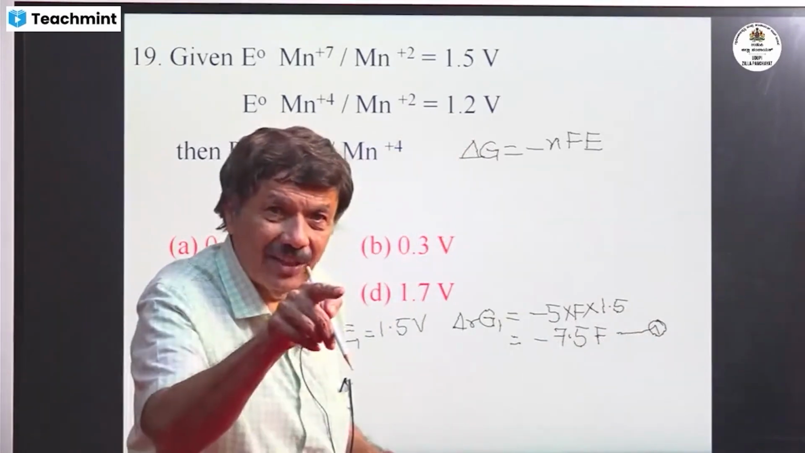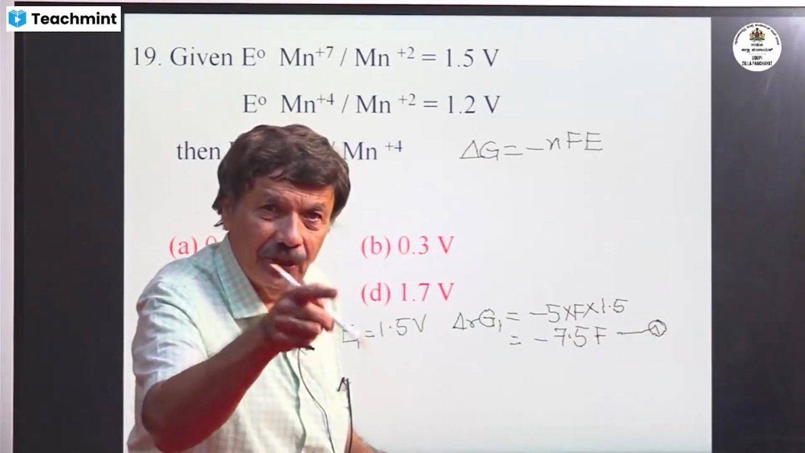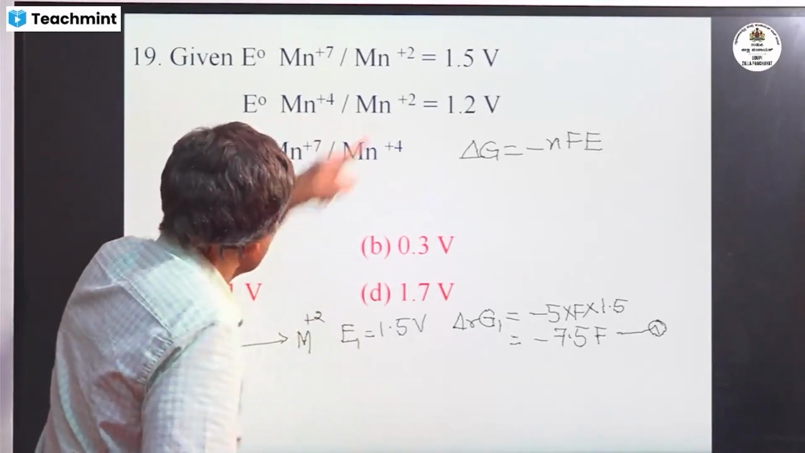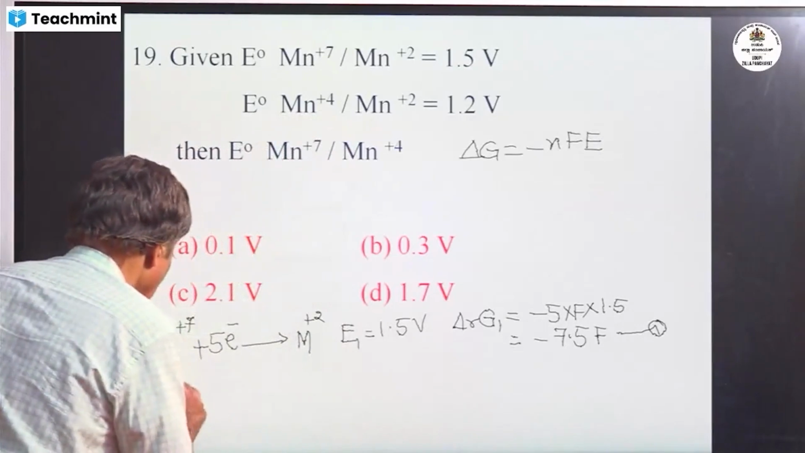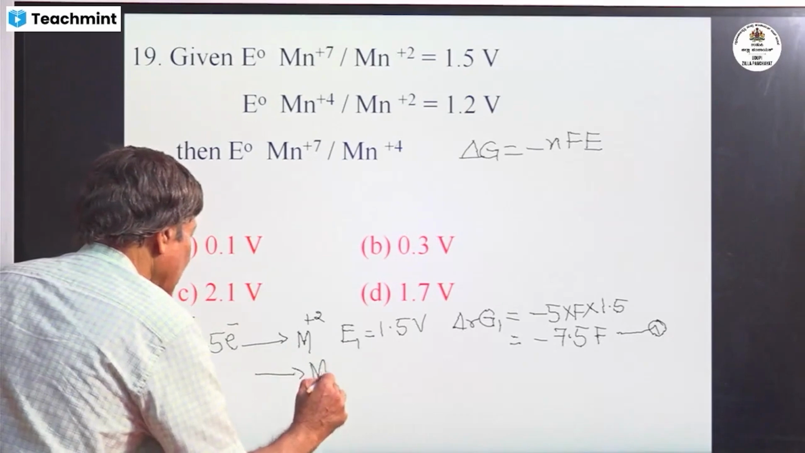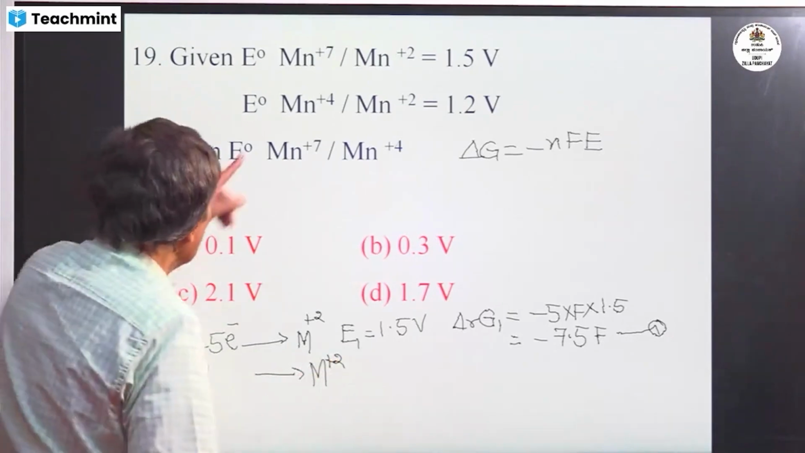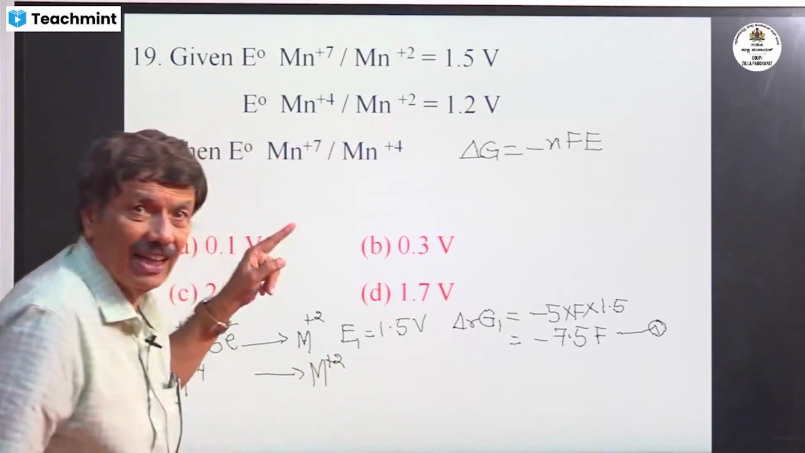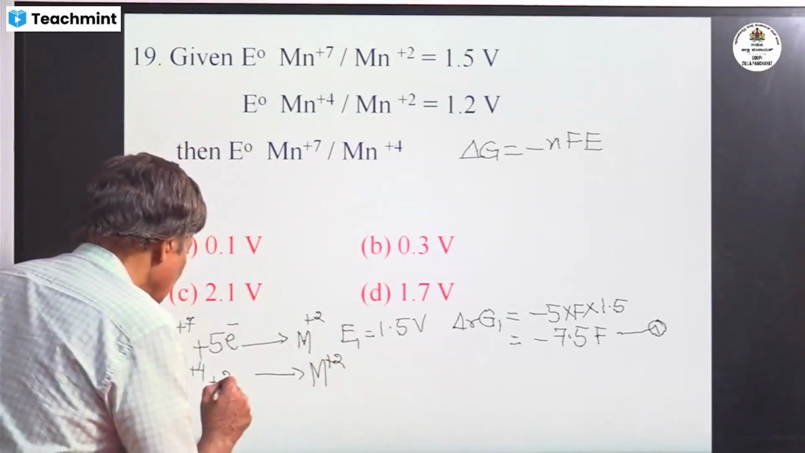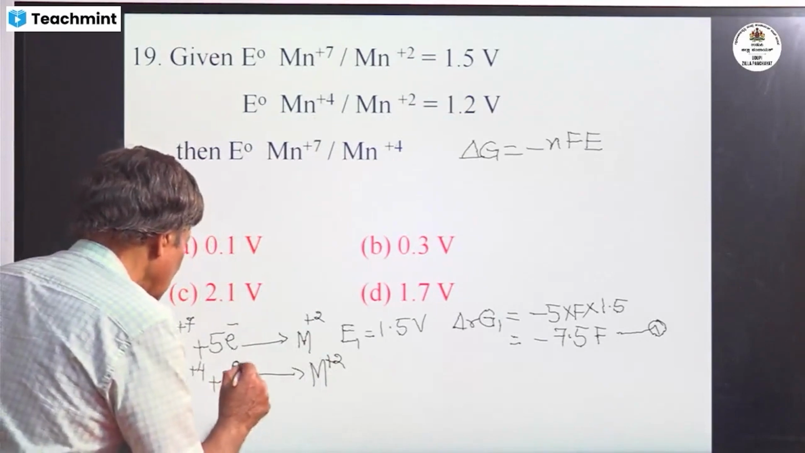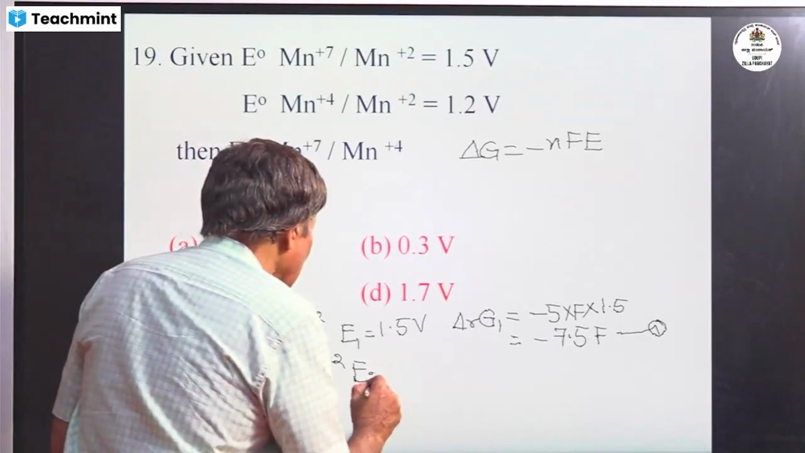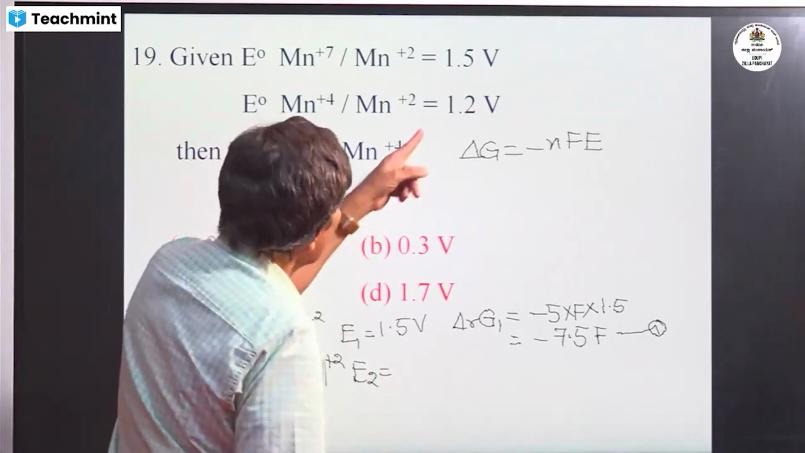Do the same thing for equation number 2 that you did for equation number 1. M4+ plus electrons gives M2+. Is it not? 4+ to 2+. Now tell me, how many electrons? 2 electrons. Right? E2, how much is it given? E2 is 1.2 volt.